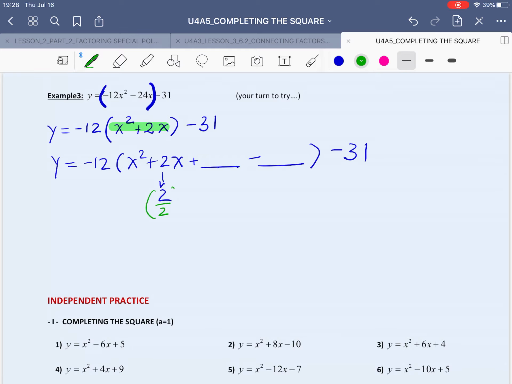Remember what we did with this. We divided by 2 and we square it. So this green stuff has to repeat all the time. That would equal 1 squared, or 1, which means that you must add a 1 and subtract a 1 here.